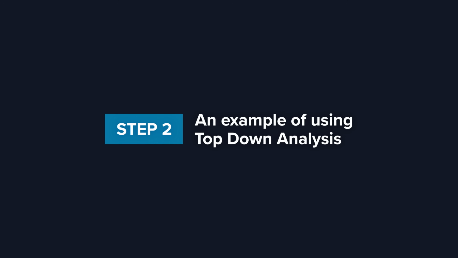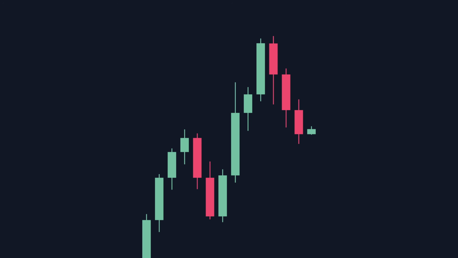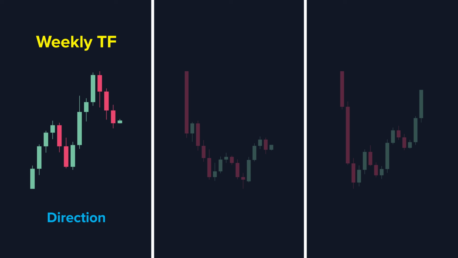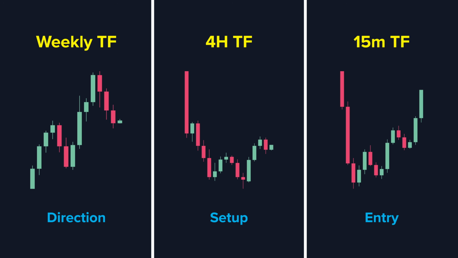So let's now move on to the next step, where we will show you how we actually use top-down analysis on a chart, and to give an example of the specific criteria we are looking for from each time frame category. So here we have a chart, and for this example, we are going to use the pathway where we start on the weekly chart, before then using the 4-hour time frame, and finally the 15-minute time frame.